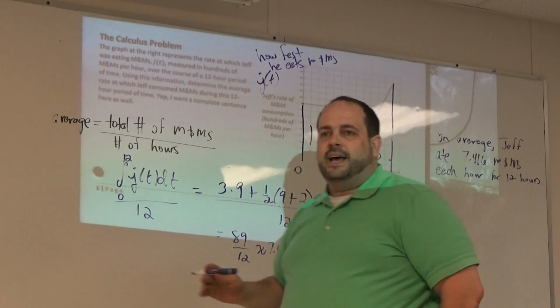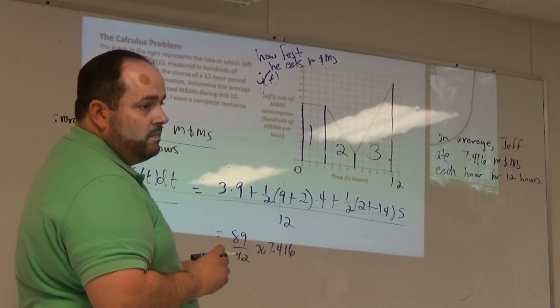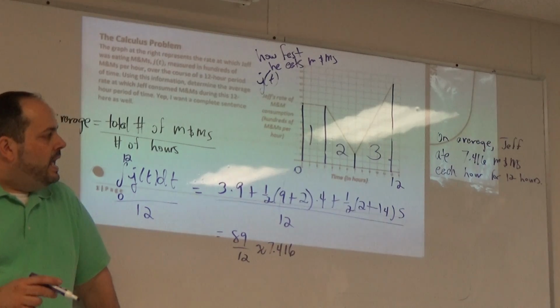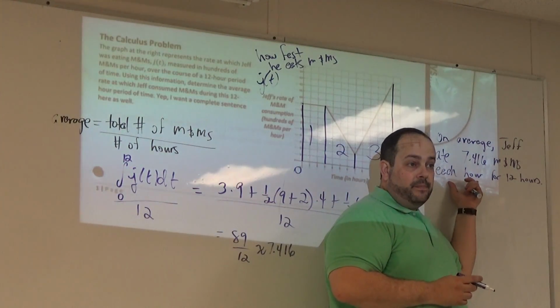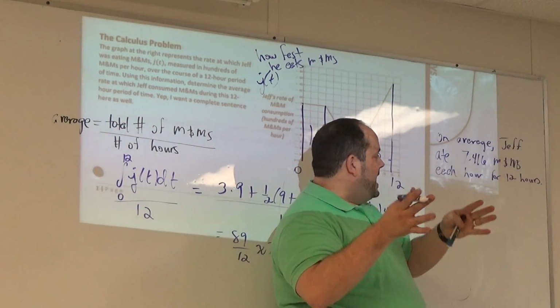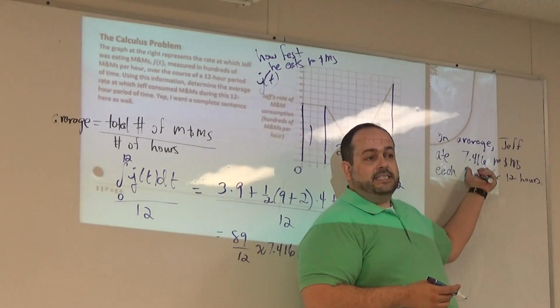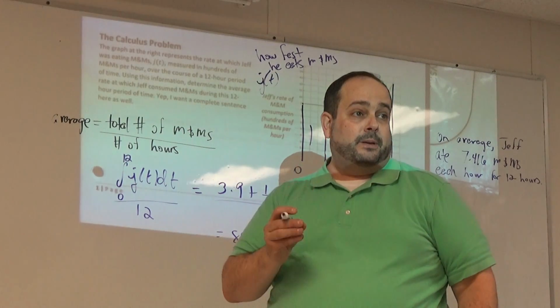For 12 hours. I saw that in at least 8 papers. What's wrong with this? There's something wrong. On average, Jeff ate 7.416 M&Ms each hour for 12 hours. Knowing me, what's wrong? It's not each hour, it's for the whole 12 hours? Each hour, you're saying you don't like the each hour part? But actually that is a correct interpretation for average. What you're saying is on average, every single hour, he would eat 7.416. That's not the problem.